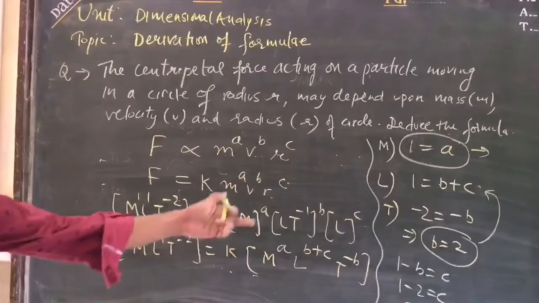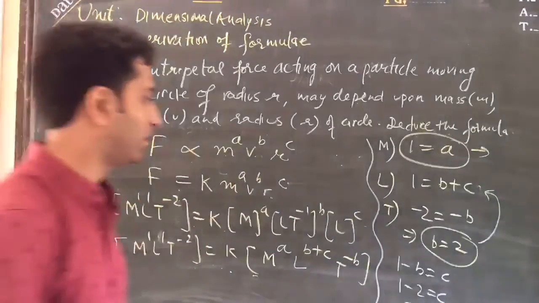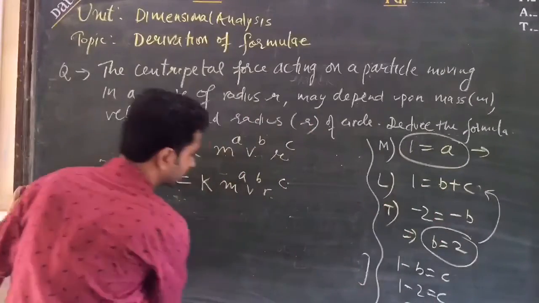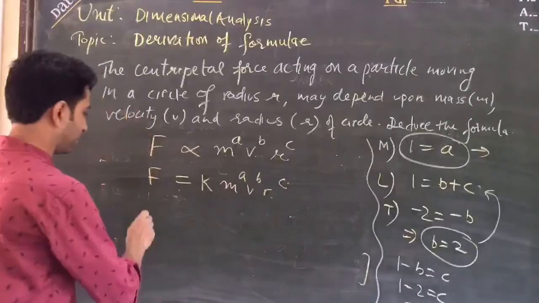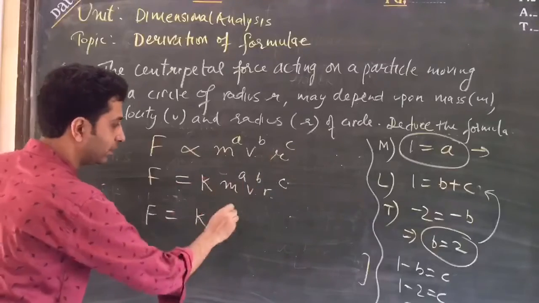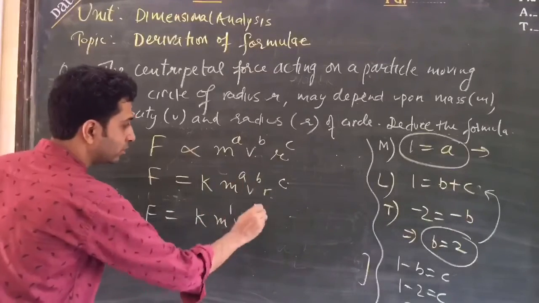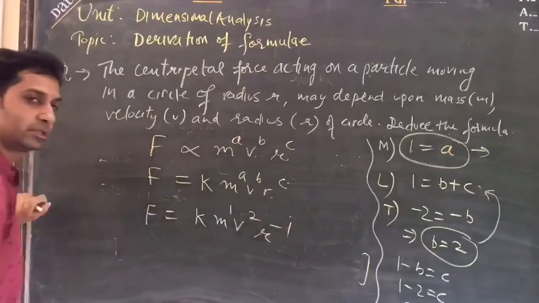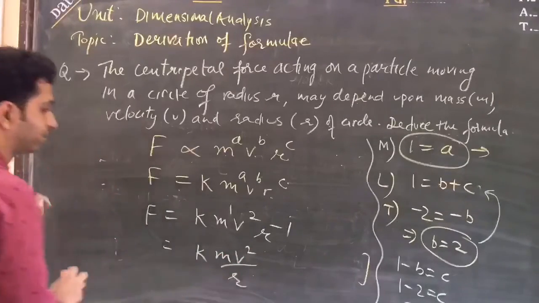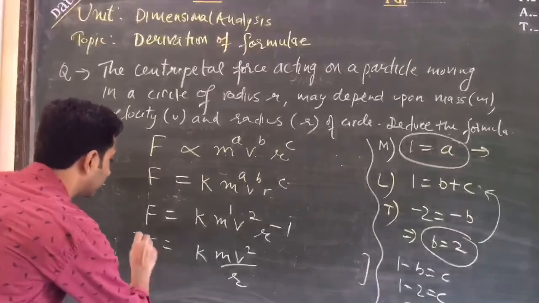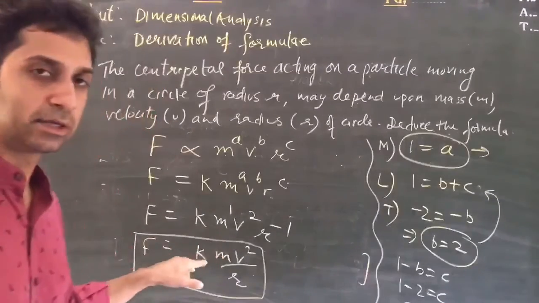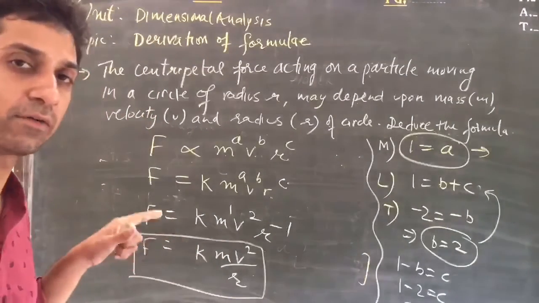So we have just applied simple mathematics and solved all the equations, so we get all the parameters. The final step is to put in the values of a, b, c. So a is 1, b is 2, and c is minus 1. Just put in the values, or you can also write it like this: m v square upon r. So this is the formula for centripetal force in terms of mass, velocity, and radius r of the circle.